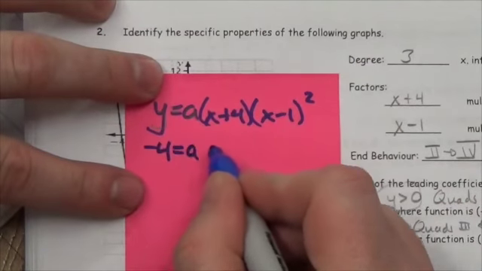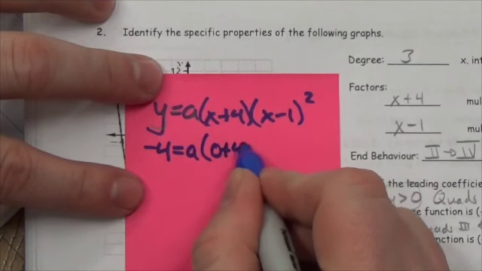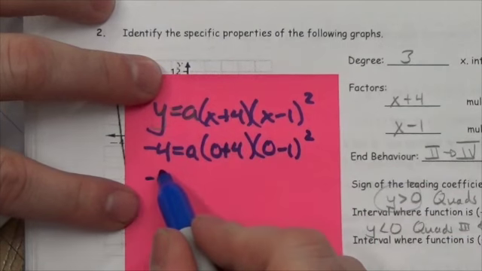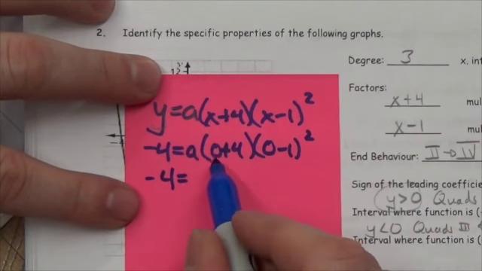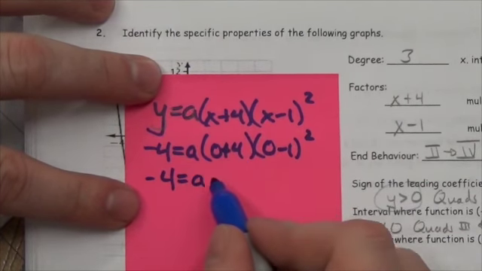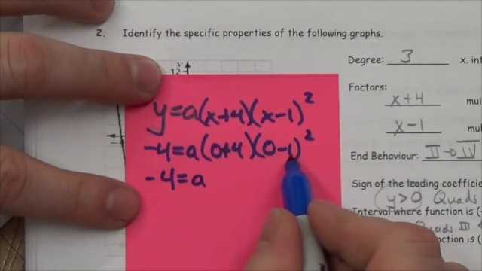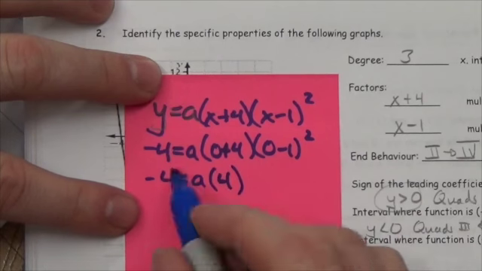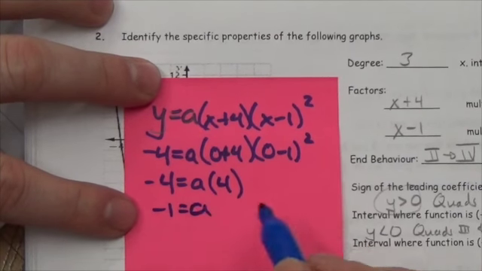Negative 4 will equal a times (0 plus 4)(0 minus 1) squared. Well, 0 plus 4 is just going to be 4. 0 minus 1 is negative 1, but squared is going to be positive 1. So this is just going to be a times 4. And now I can divide, and I'll get a is equal to negative 1.